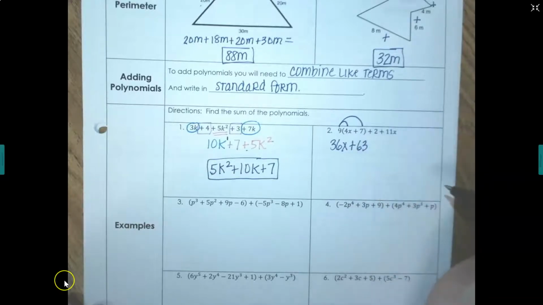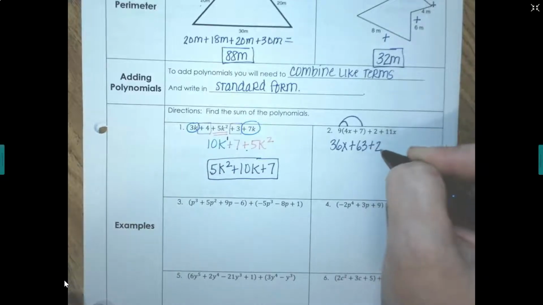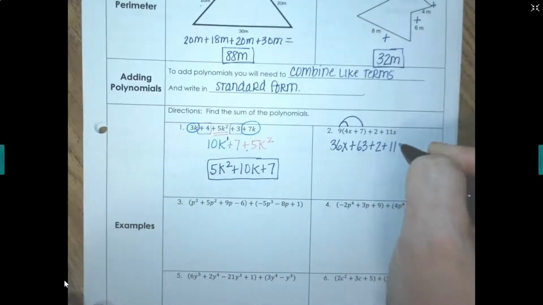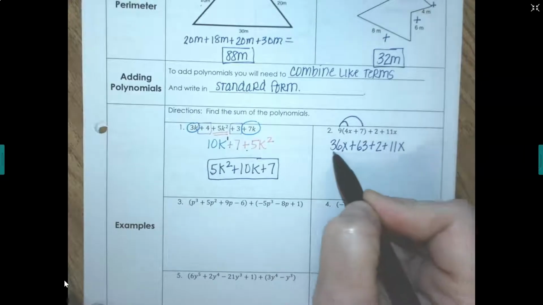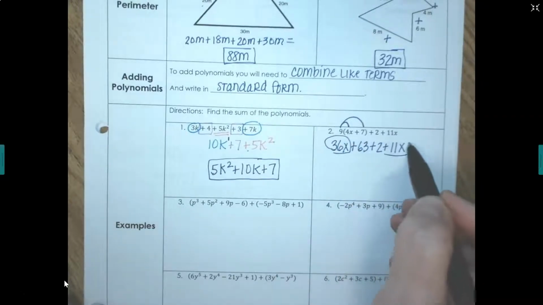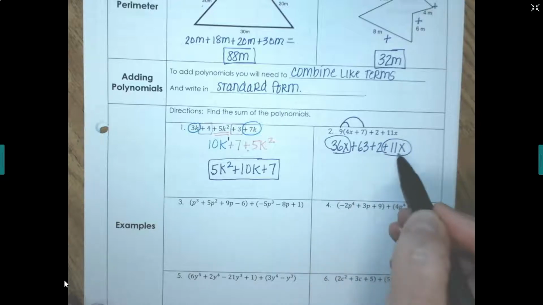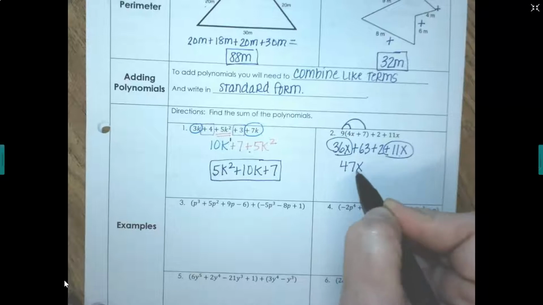That ended the parentheses, so I'm done with that multiplying. So I'm just going to, at this point, bring down the rest of the numbers, and then I'm going to look for like terms. Similar to what we did over here, I have 36x and I have another single x term right there. So 36 plus 11 is 47x.